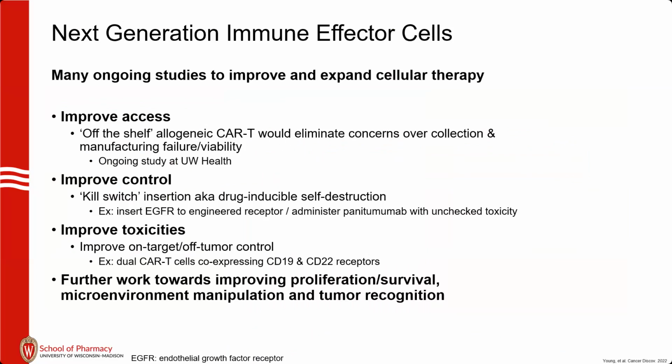So next generation, we're looking to improve access. I mentioned how onerous that manufacturing process can be, so it'd be great if we could have off-the-shelf or allogeneic CAR T that we don't need to collect a patient individually. That hasn't yet come to market, but there is still hope for that. Improve control for whenever we have those severe toxicities with things like inserting EGFR so that we can administer a monoclonal antibody to turn off the CAR T. And then improving our tumor targeting as well with something like a dual CD19, CD22. So it's an area for active investigation that I'm sure we'll see more coming soon.